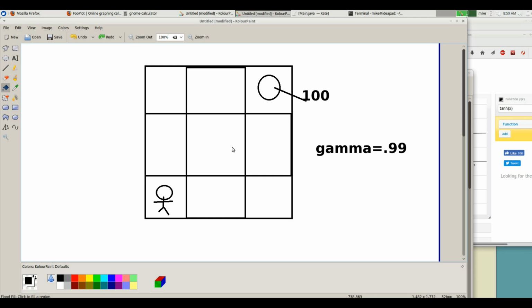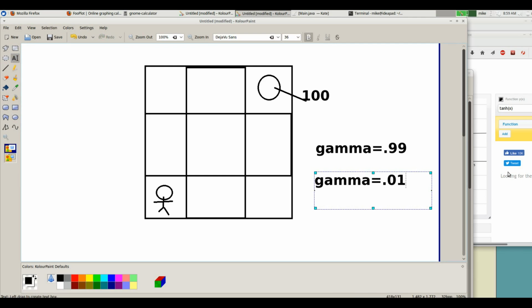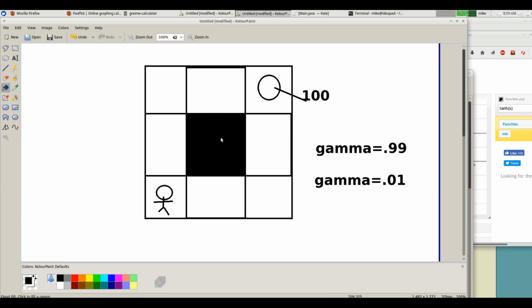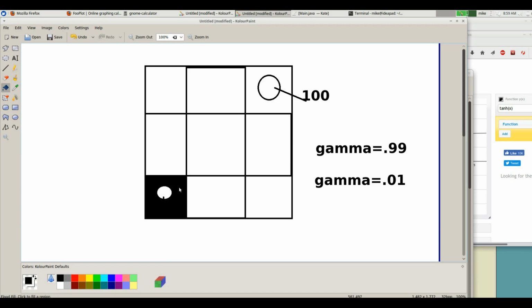Okay. Let's suppose now gamma is equal to 0.01. Now the value of being here is 0.01. And the value of being here is pretty much nothing, right? And the value of here is 0.00001, something like that, right?